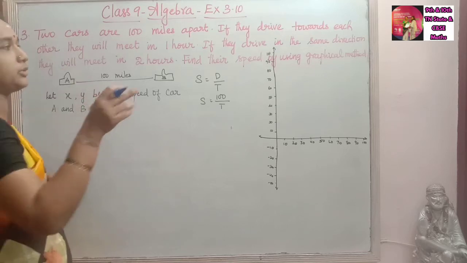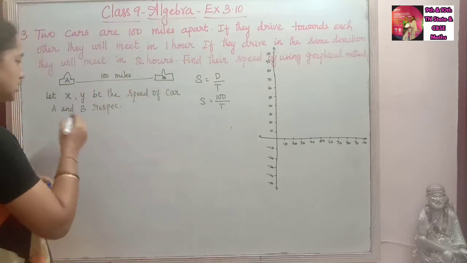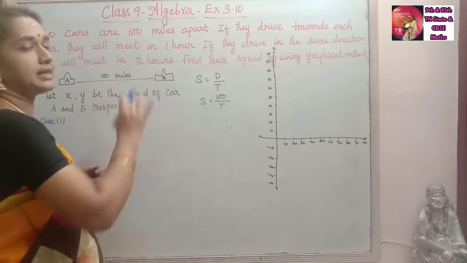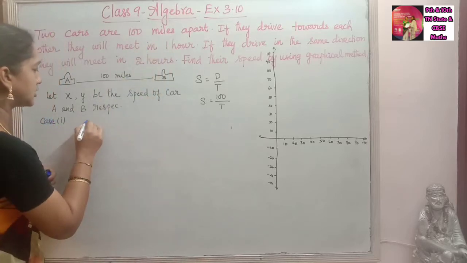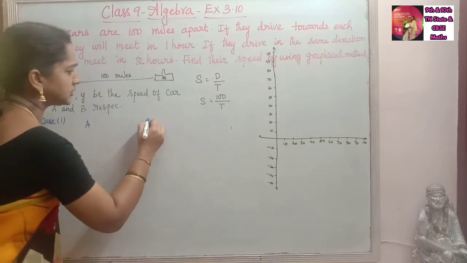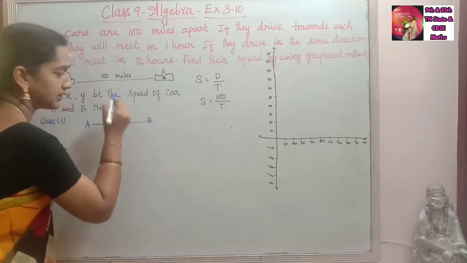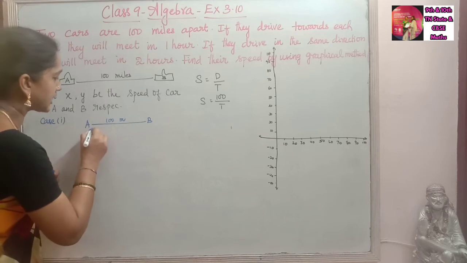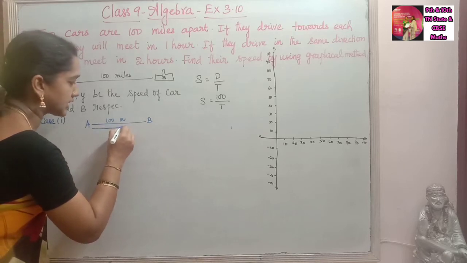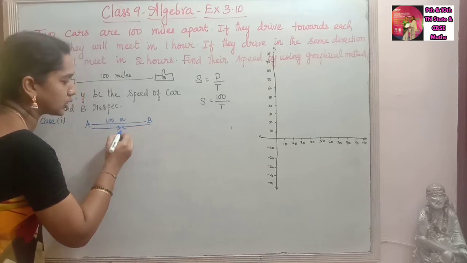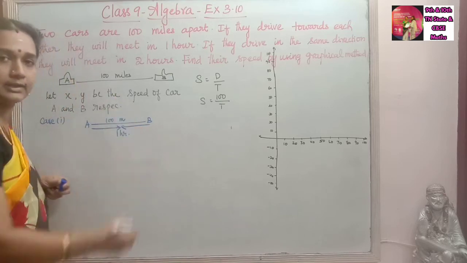For getting the 2 equations only, these 2 conditions are given. So first, case 1 is they drive towards each other. Car A, car B, the distance is given as 100 miles. Then they are coming towards each other. A is coming here like this, B is also coming like this. So, they are meeting in 1 hour time.